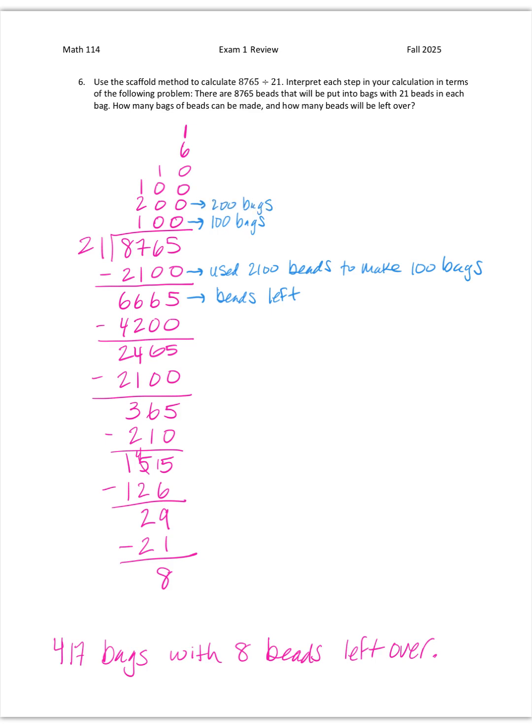200 bags of beads. Okay, then I do my 200 times my 21, and I got 4,200. That's how many beads I used. Okay, so I used 4,200 beads in the 200 bags. And then I subtract how many beads I had left, subtract how many beads I just used when I put them into the 200 bags, and now I have 2,465 beads left.